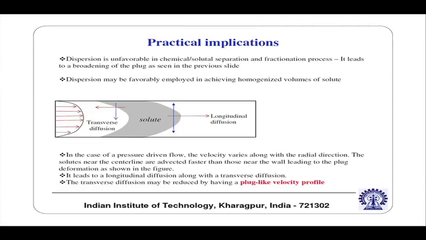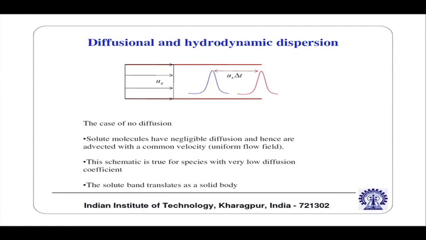And the transverse dispersion may be reduced by having a plug type of velocity profile. So, if you have an electroosmotic velocity profile with a uniform velocity, that means there is no distortion in the electroosmotic velocity profile, then that kind of velocity profile is very much suited to avoid the transverse dispersion. So, just to summarize the physical picture of dispersion, if there is no diffusion, you can see this blue concentration profile will just be moved like a rigid body to the red concentration profile over the time delta t, and the displacement is just u into delta t, okay. There is no distortion in the concentration profile. Although this is true ideally for zero diffusion, even with very low diffusion, this is approximately valid.